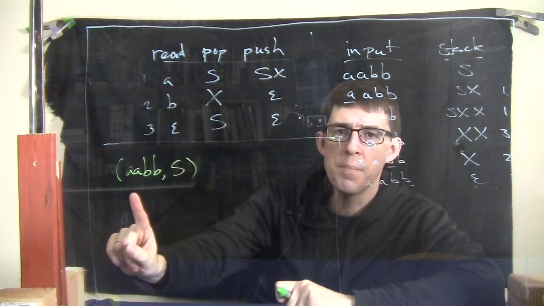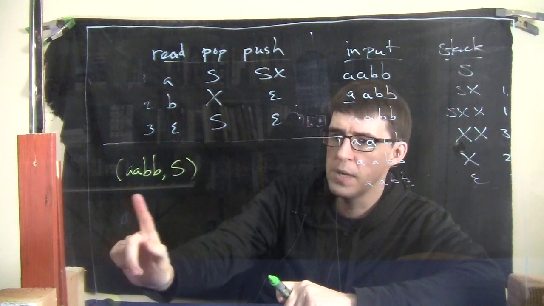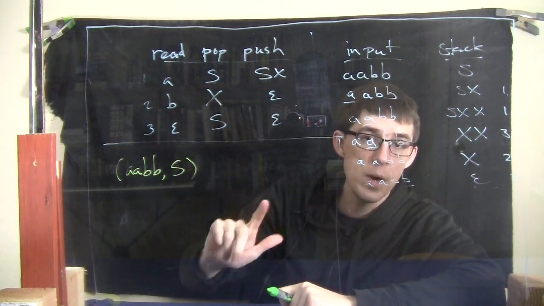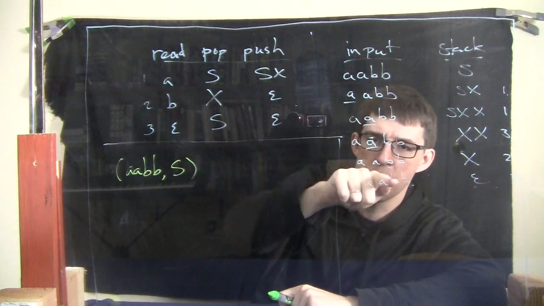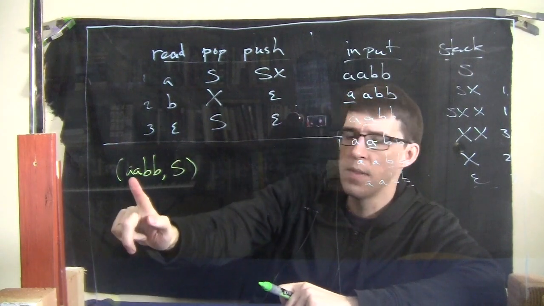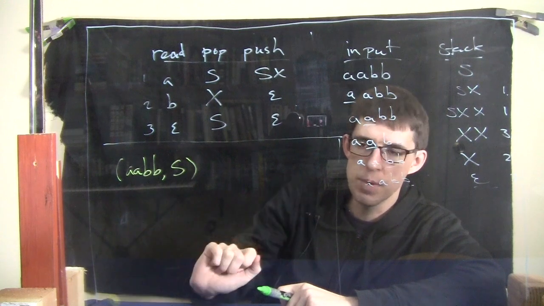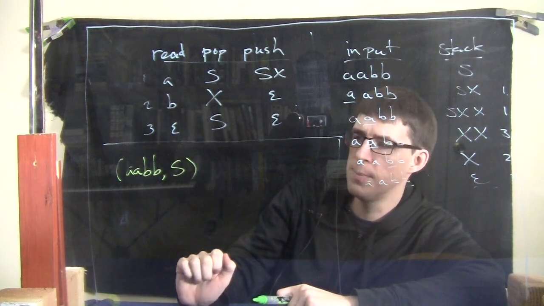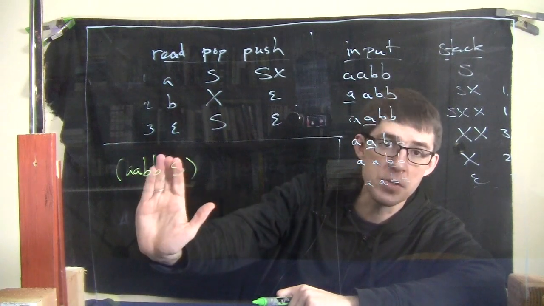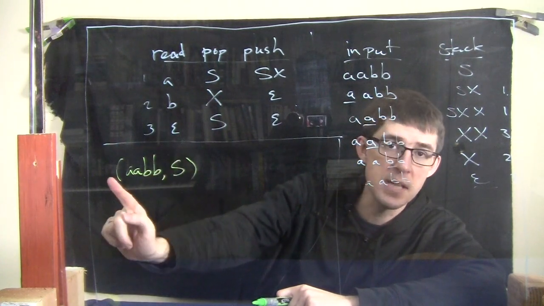The first thing in the pair is the string which you're reading. The second thing in the pair is what is on the stack. The difference here is I'm not going to put these little underlines to indicate what I'm reading. The first thing in the pair is always going to represent the part of the string which remains yet to be read. So at the start, the entire string has not yet been read.